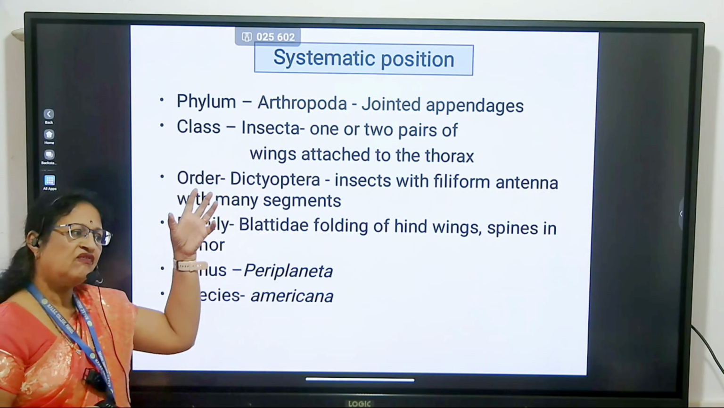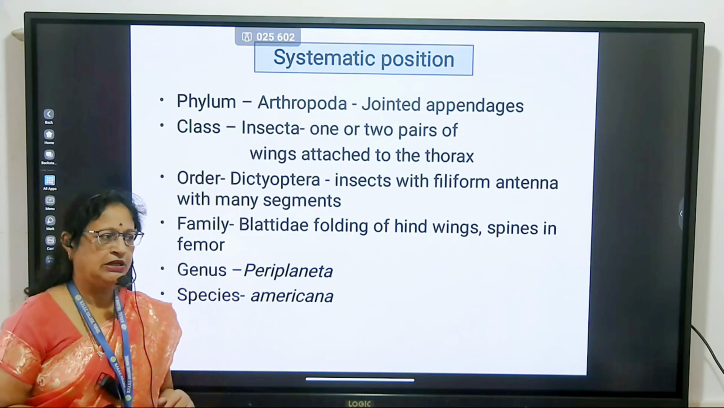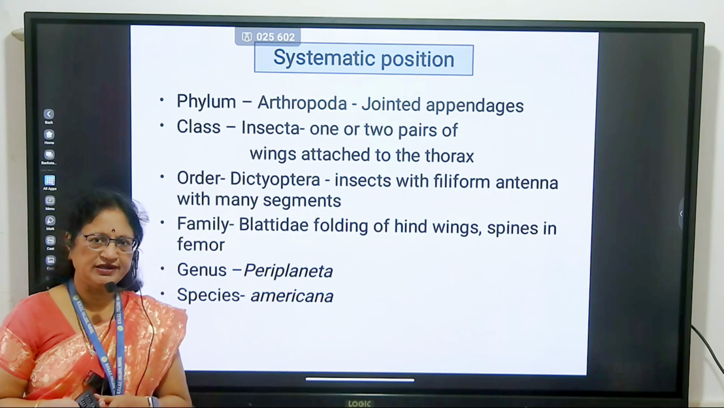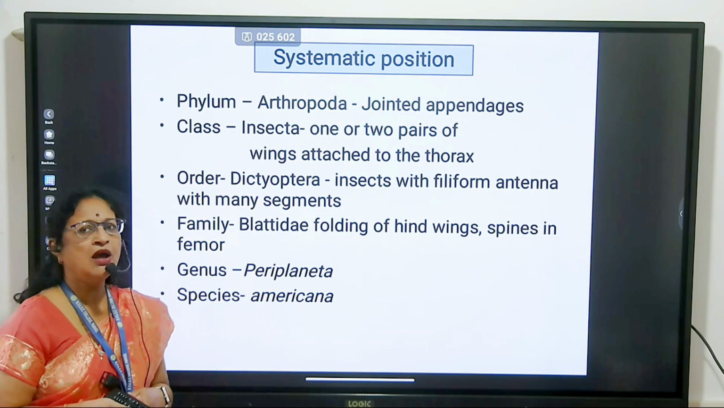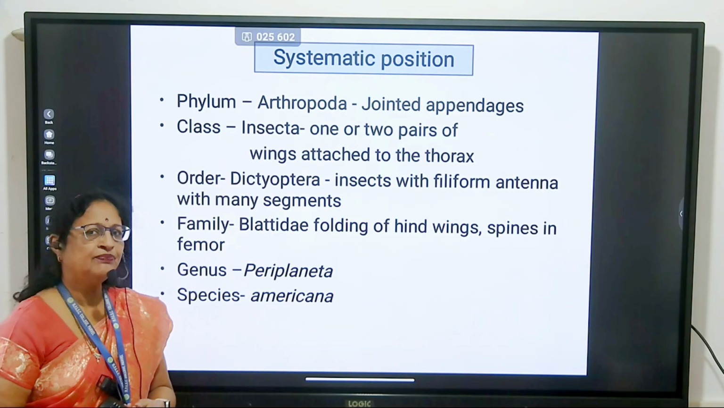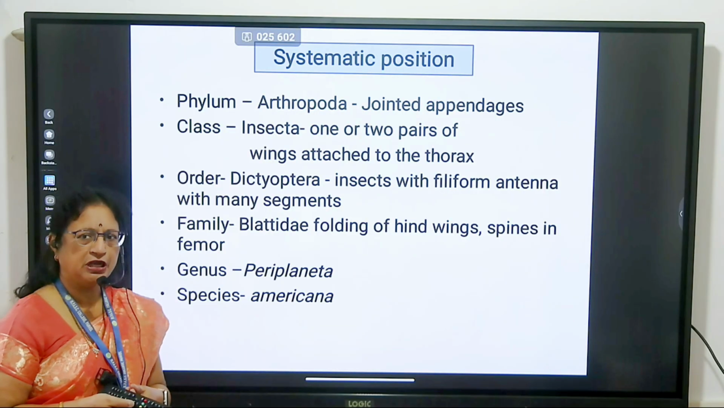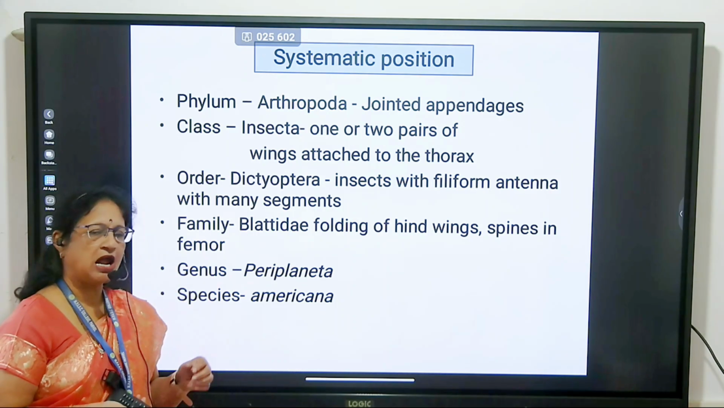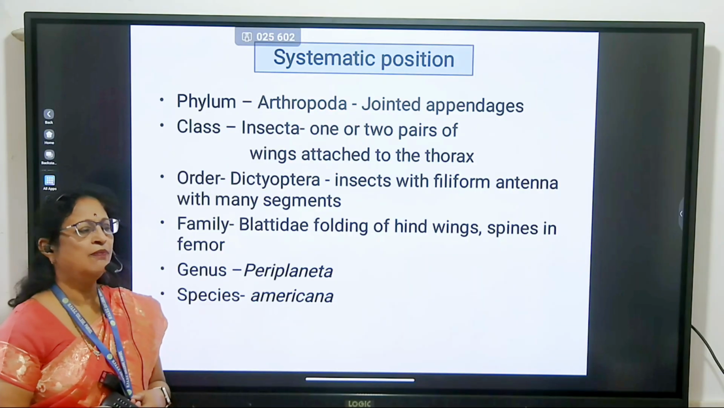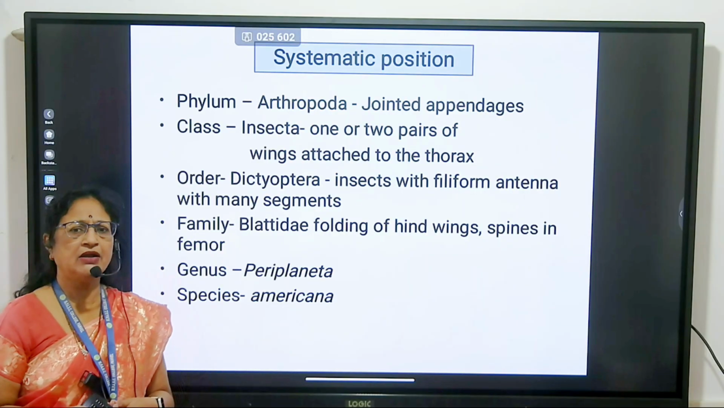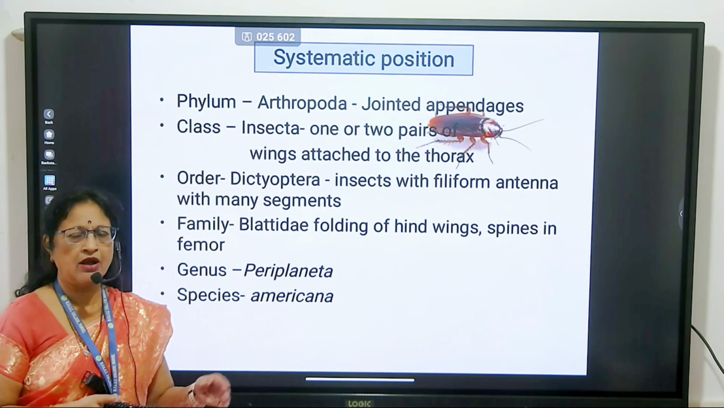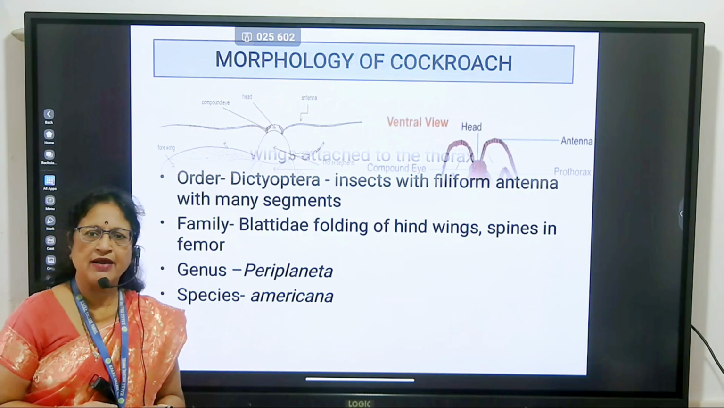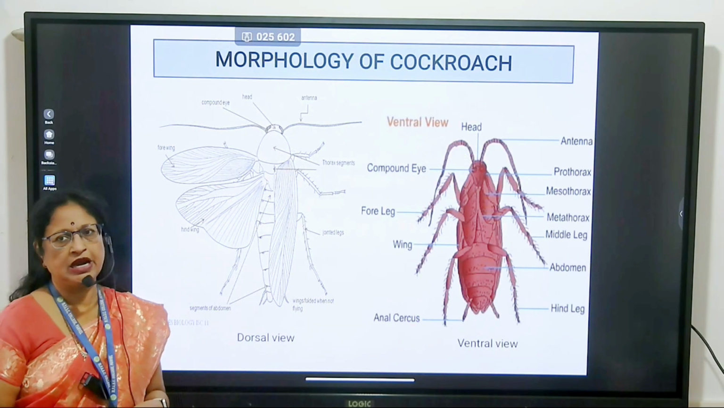Or again, revise this one. Kingdom is Animalia because they are heterotrophic. Phylum Arthropoda, having jointed legs. Then class Insecta because of two pairs of wings. Order Dictyoptera because they have the sensory organ called antenna. Family Blattidae because the hind wings are folded. Genus Periplaneta and species is Americana. See, this is a cockroach having the genus Periplaneta and species Americana.